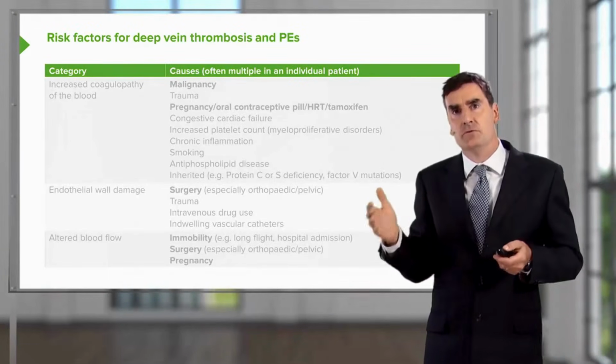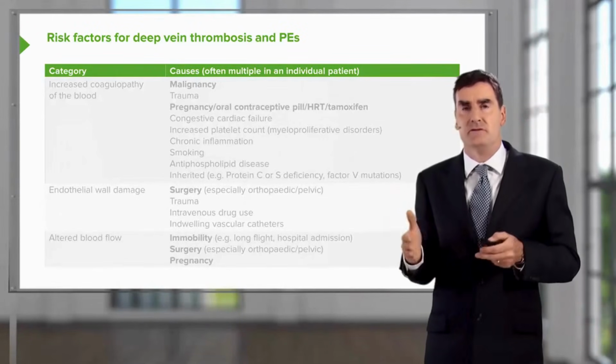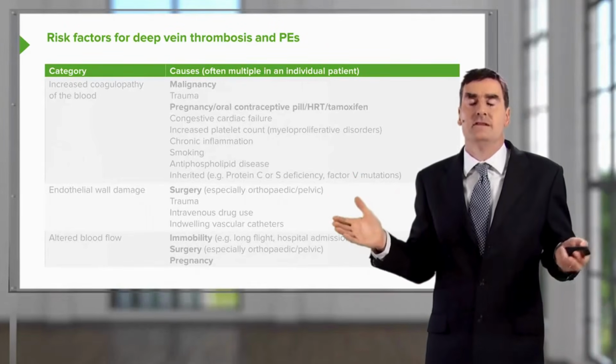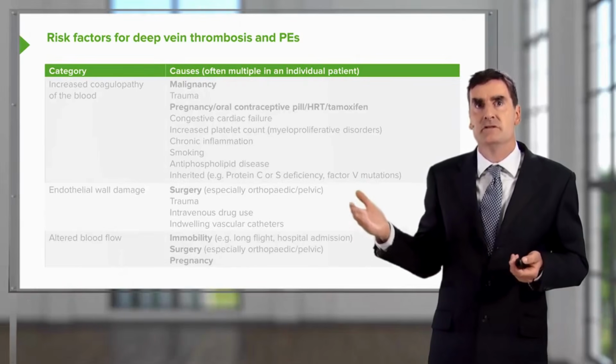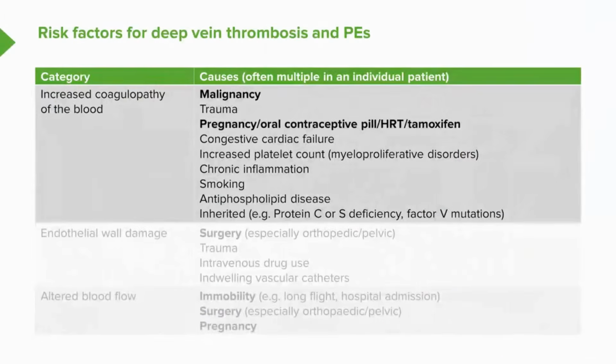Deep vein thrombosis and pulmonary emboli have the same risk factors because deep vein thrombi are the source for pulmonary emboli most of the time. And these risk factors can be divided into 3 different categories. One is increased coagulation of the blood, and the commonest causes of that would be pregnancy, the oral contraceptive pill, or other hormonal therapy, and malignancy, but it also occurs when patients have congestive cardiac failure, if they have an increased platelet count due to myeloproliferative disorders of their marrow, in patients with chronic inflammation, and also in smoking.